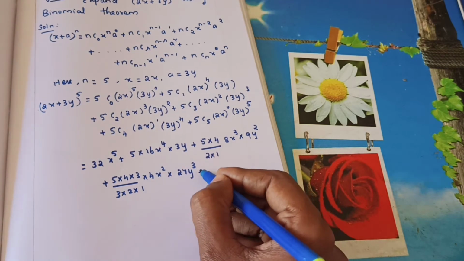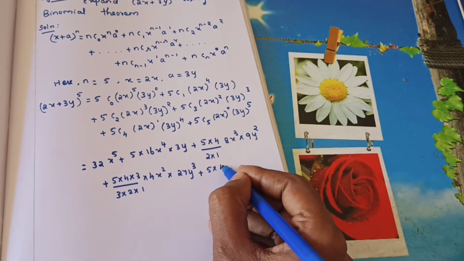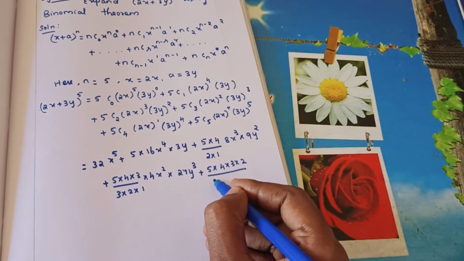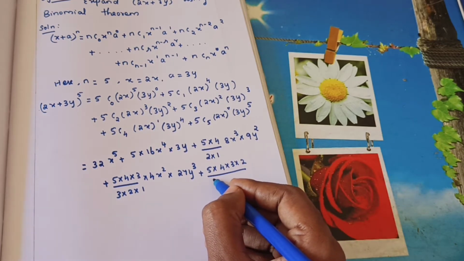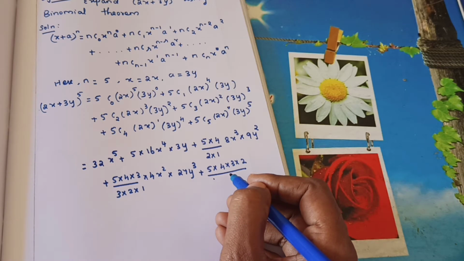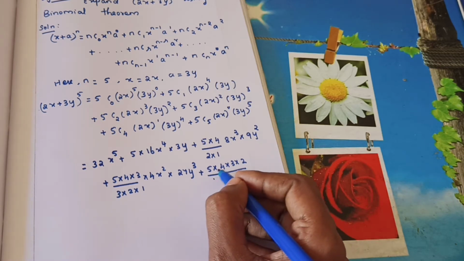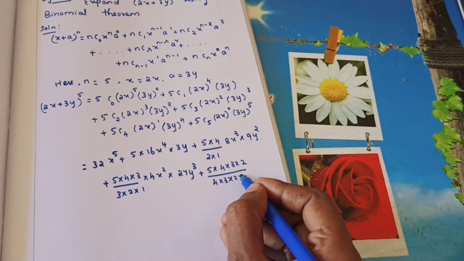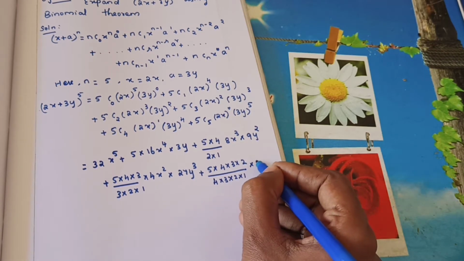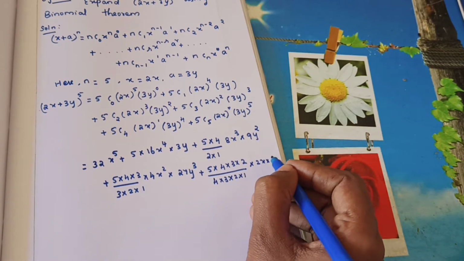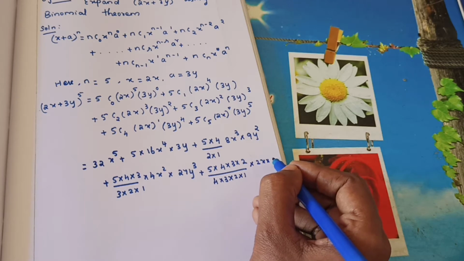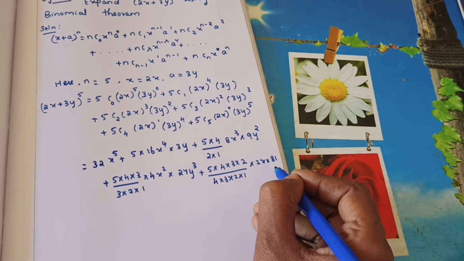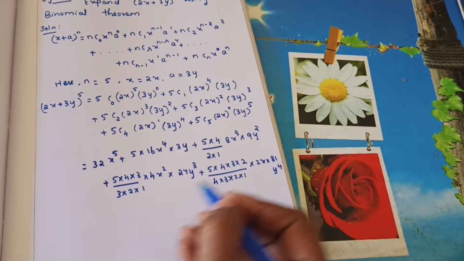Then 5C4 means 5 into 4 into 3 into 2 divided by 4 into 3 into 2 into 1. 5C4, is it right? 1, 2, 3, 4. So we'll start from 4. 4, 3, 2 into 1. 2x power 1 means 2x into 3y power 4 means 27 into 3. That is the value is 81 y power 4.